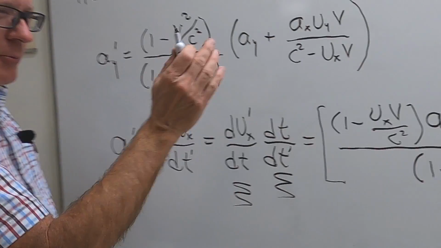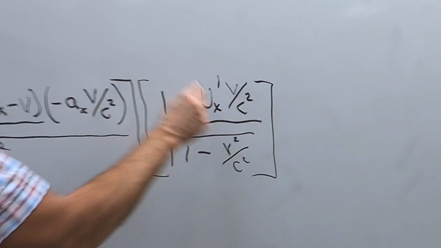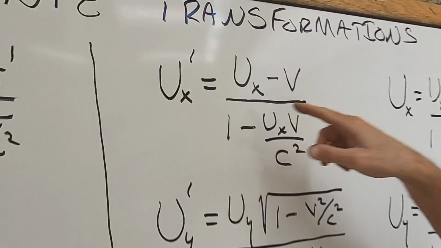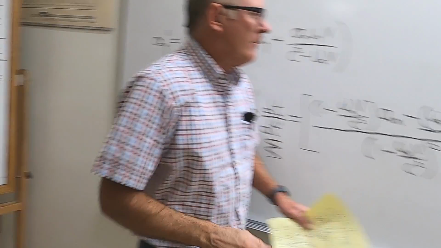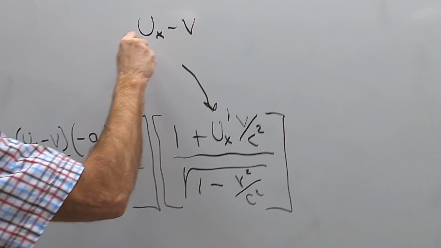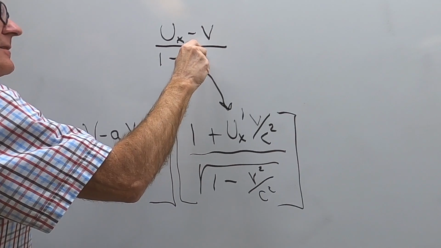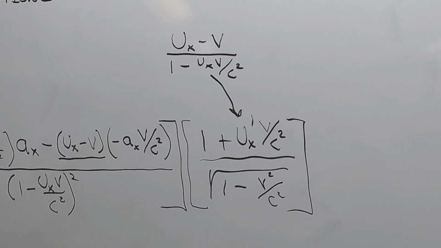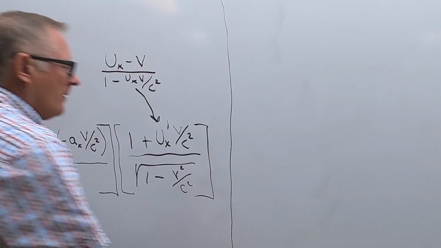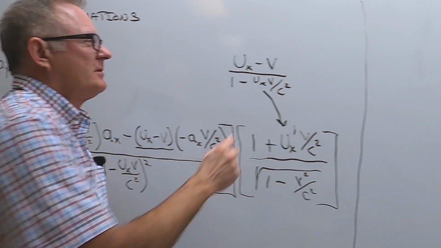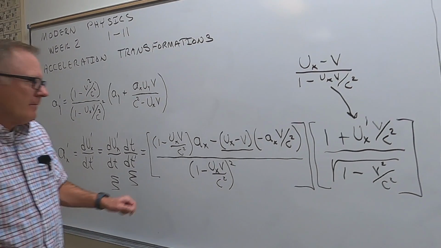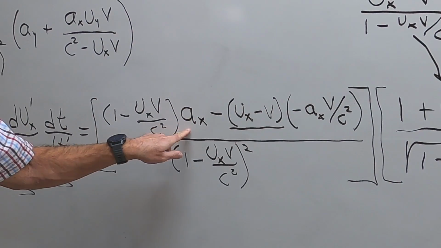Now, the only thing is, I don't want any primes on this side, and I can see a prime right there. So I need to plug in my expression for ux prime, which is ux minus v all over 1 minus ux v over c squared. I'm just going to plug that in, and hopefully I can simplify while I plug it in. So we've got ax prime equals, well, let me pull out whatever I can here. I can pull an ax out of these two terms, so I'm going to pull that out, ax.